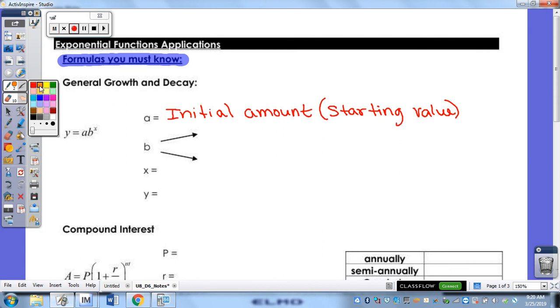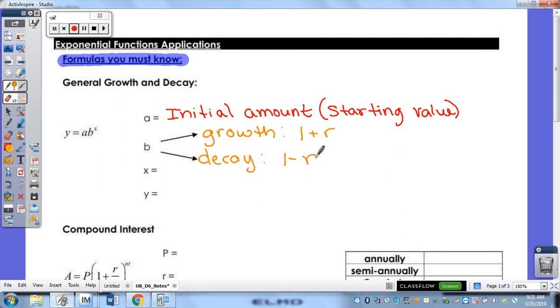So then B is your growth or decay factor. If it's a growth problem, your B value is 1 plus your rate. Your rate would be a percent, but we always use the decimal form of our percent. If it's a decay, it would be 1 minus your rate.